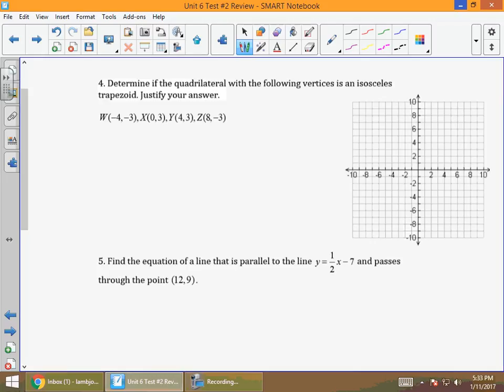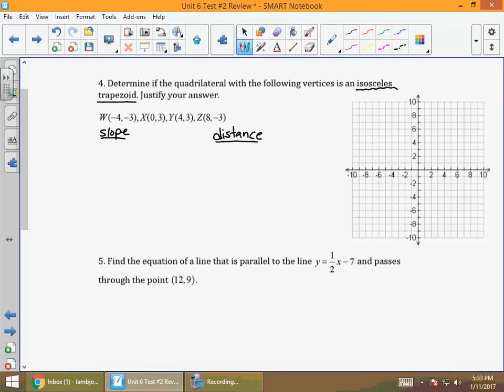So I need to look for two things. First of all, I need to figure out, is this thing a trapezoid? I'm going to do that by looking at the slopes of the sides. Then I need to know, is this thing isosceles? And I'm going to need to do that by looking at the distances of those sides. And in particular, the only sides that I care about are the non-parallel sides, and I'll talk about that in a second.